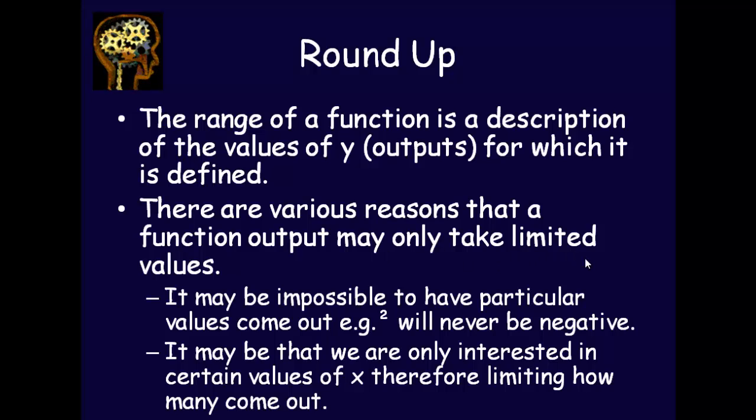So to sum up for range, the range of a function is a description of y values, output values for which it's defined. And again, like with domain, there are various reasons it might be limited. For example, we can't have a squared number that is negative. And like with domain, we might only be interested in certain output values. Okay, try the quiz now.